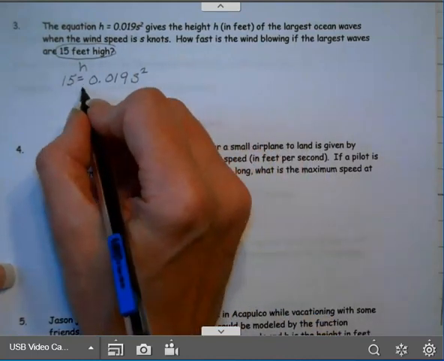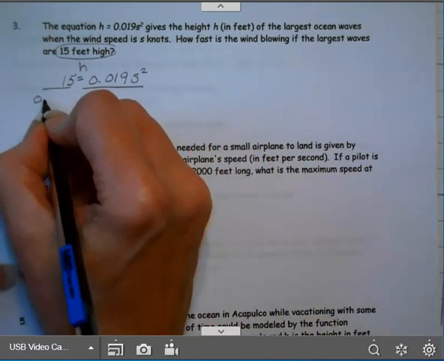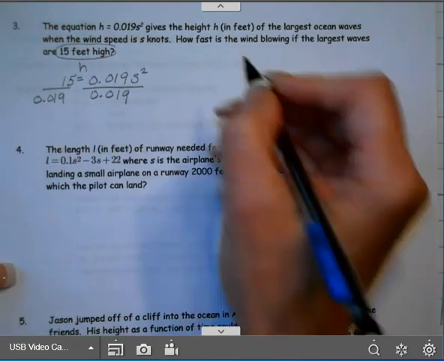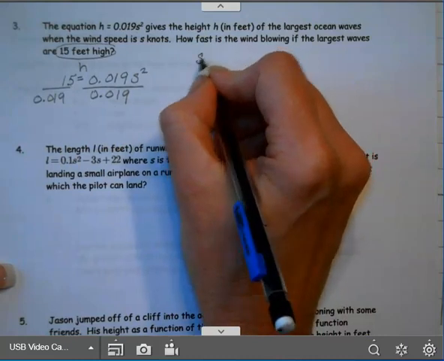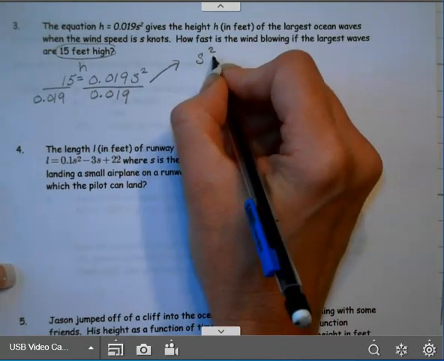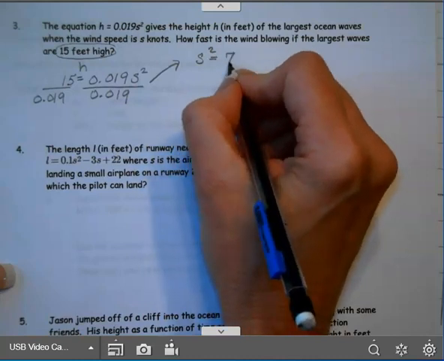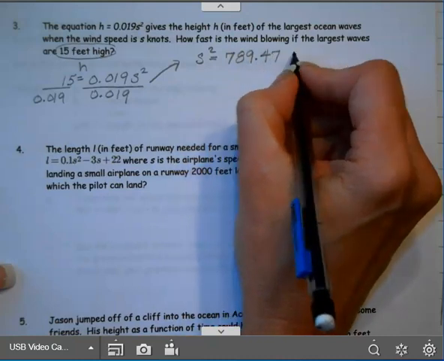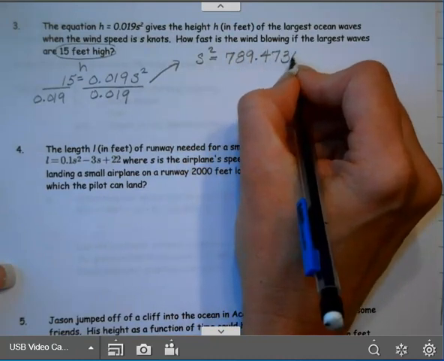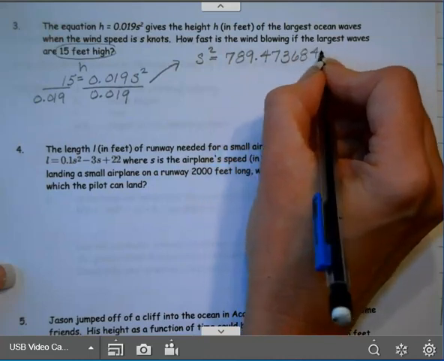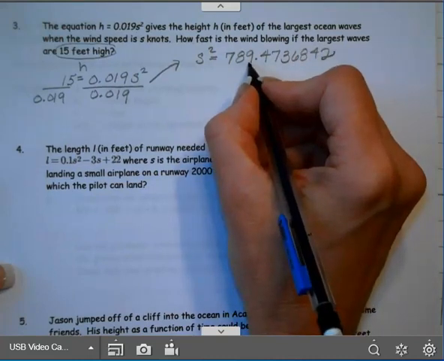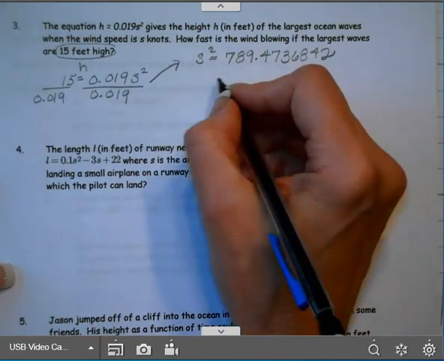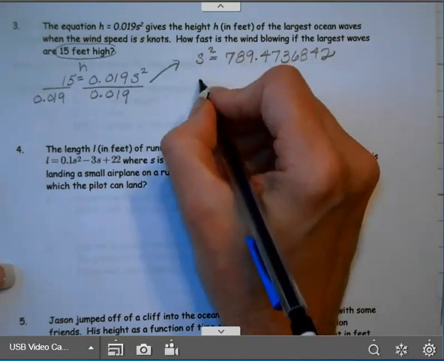So I'm going to divide both sides then by 0.019. And then I end up with s squared equal to, and I'm going to go ahead and carry this out for a ways. I would not round until the very end. So you get 789.4736842 on your calculator. And then to undo a square, you're going to take the square root of both sides.